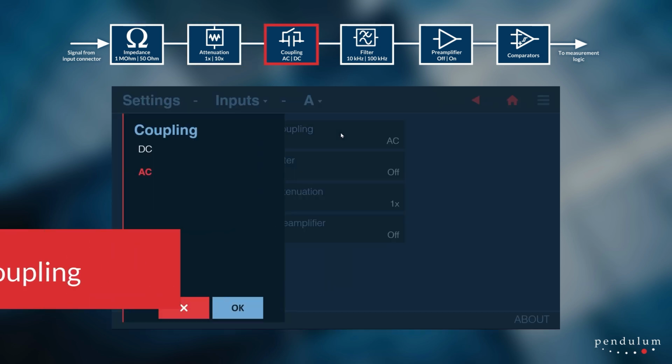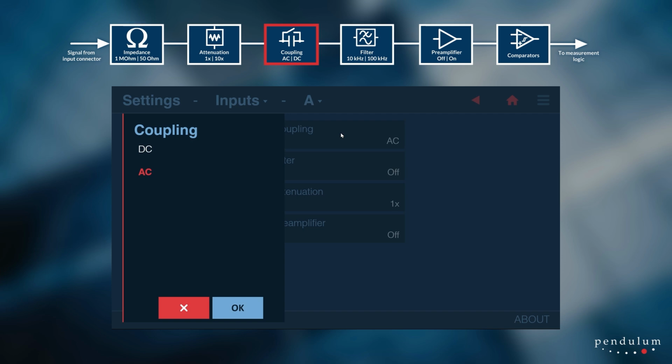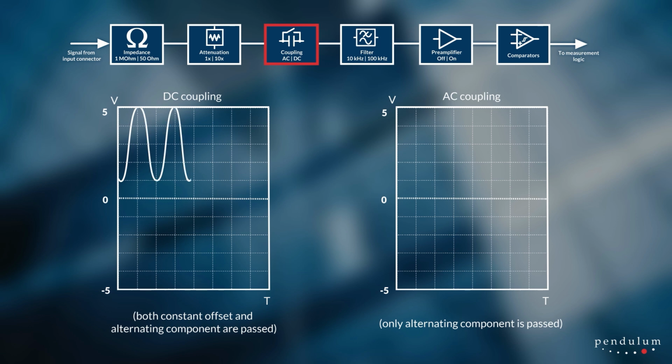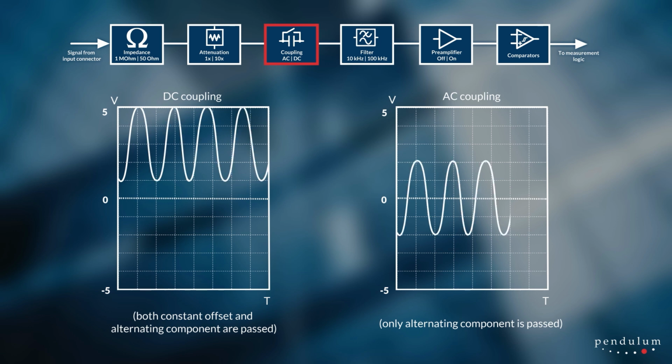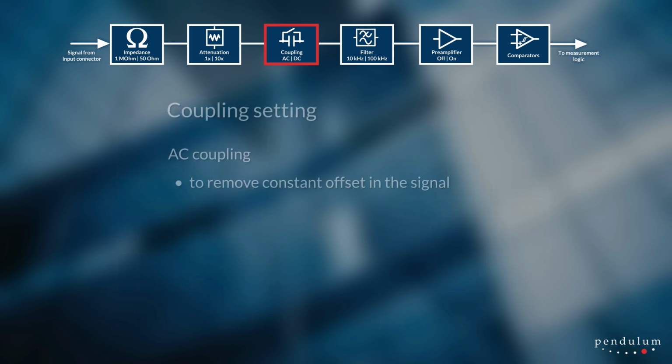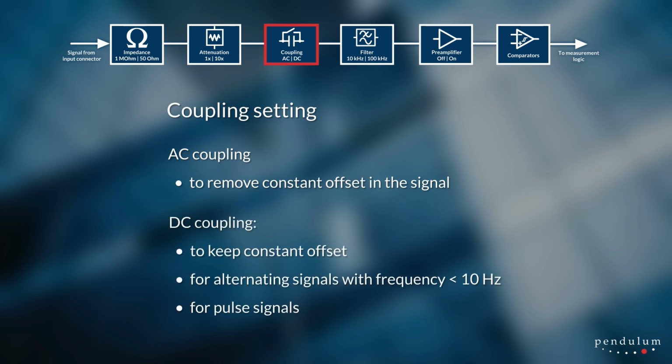The input signal can be a combination of an alternating signal, also called an AC component, and a constant offset, called a DC component. The coupling setting allows you to select whether you want to pass both components or only the alternating part. The approximate imaginary frequency boundary between DC and AC components is thought to be 10 Hz. Because of that, slow signals below 10 Hz, pulse signals with a changing duty cycle, or with a very low or very high duty cycle, must be measured with DC coupling.